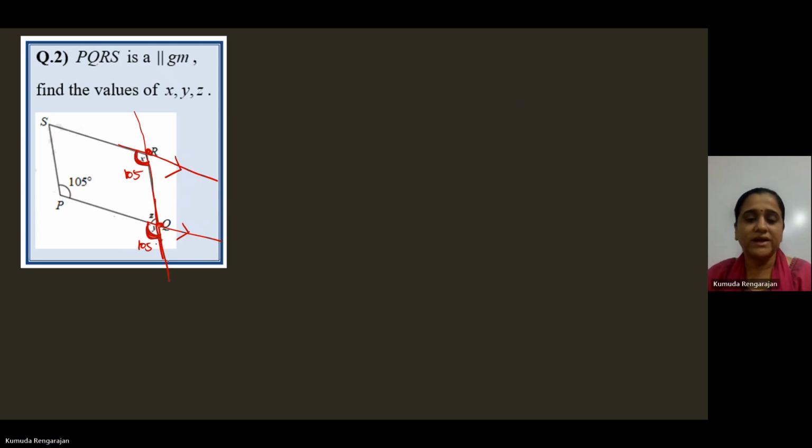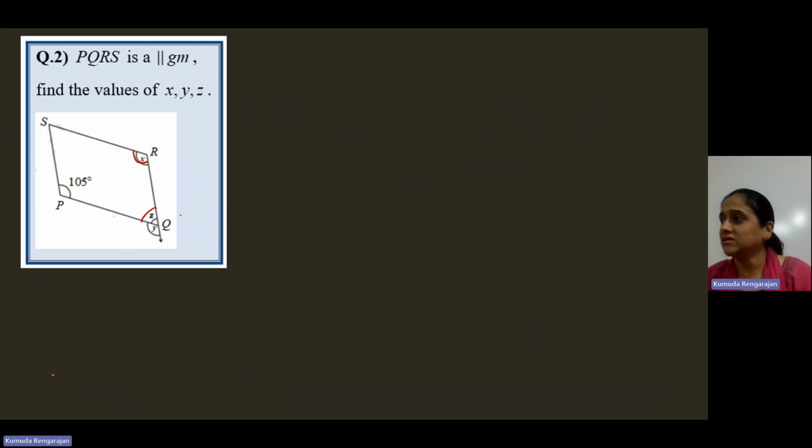Linear pair is not a property of a parallelogram. Anywhere you see a straight line and a ray on it, the two angles form a linear pair. So Y plus Z is equal to 180. So Z is 75, or as we discussed earlier, you can even do X plus Z is equal to 180, since adjacent angles are supplementary.